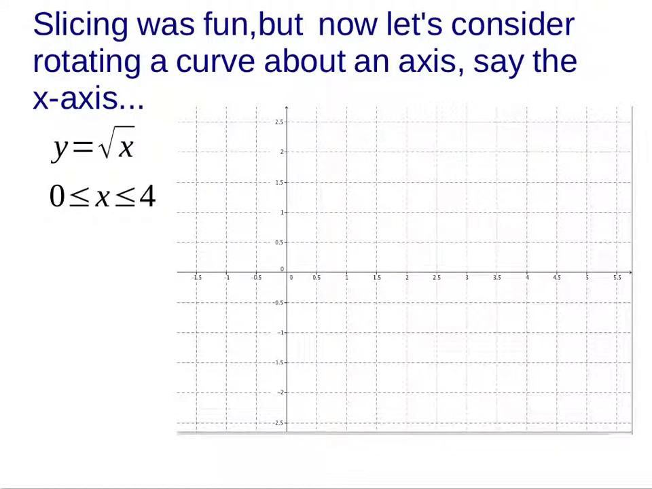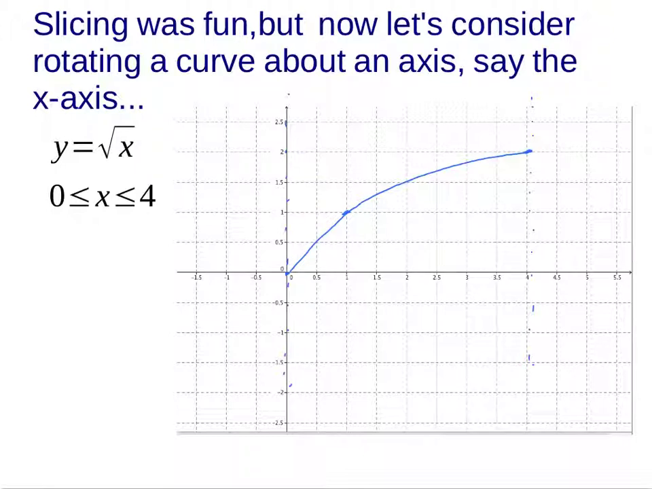Yes, I know, slicing was fun, but now let's consider rotating a curve about an axis, say the x-axis. So you can see here I want to take a look at the curve y equals the square root of x. My interval is from 0 to 4, and that curve looks something like this: (0, 0), (1, 1), and then (4, 2). It has a curve like that. That's the square root of x, and we are only concerned about the interval from 0 to 4. So I'm just going to dash that in so you know what we're talking about.